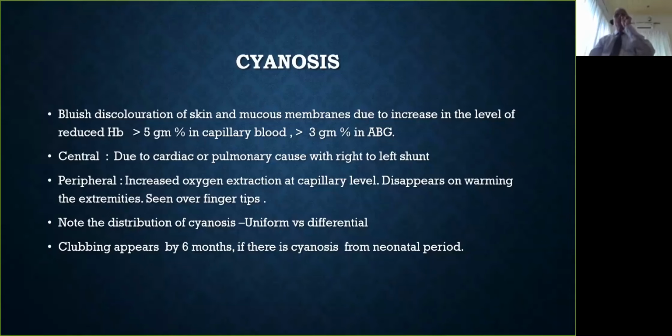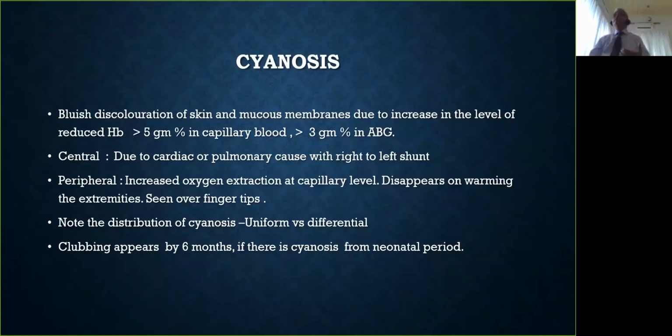Once you feel that the baby is cyanosed, look at the distribution of cyanosis. Is it uniform or differential? And in addition to your examination, when you're measuring SpO2, measure it in the right fingers and also in any of the toes. This will tell you whether there is a differential cyanosis. Clinically, if it is there, great. But don't rely on clinical examination to look for differential cyanosis. Particularly in the neonate, do check the SpO2 in the right upper limb and one of the toes as mandated by the pulse oximetry guidelines.